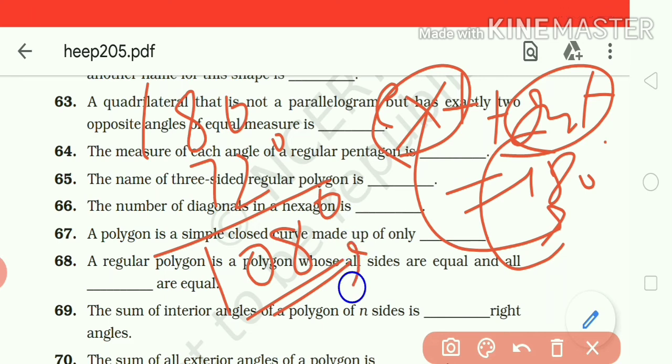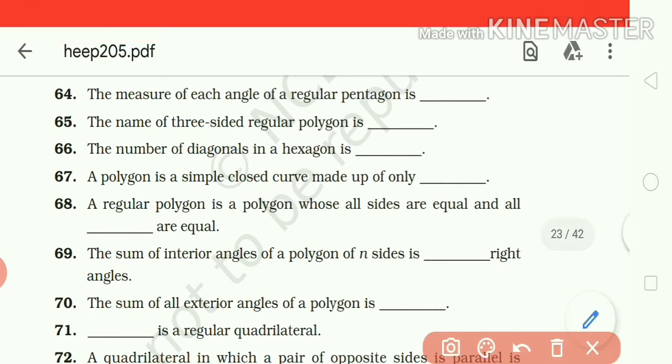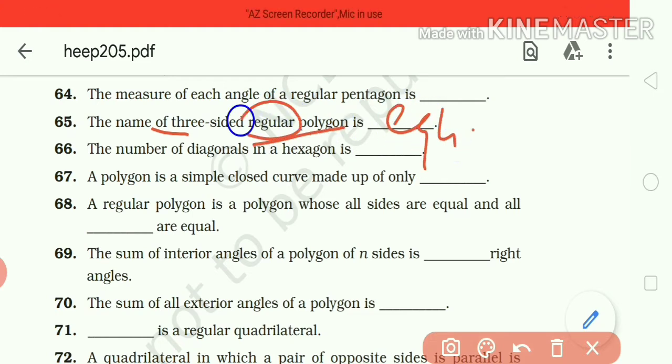So interior angle is 108, exterior angle is 72 degrees in the pentagon. So next, the name of the three-sided regular polygon is equilateral triangle. When you are given the word regular, it means all the sides are equal. So all the sides equal for three sides is an equilateral triangle, right? So the answer is equilateral triangle.